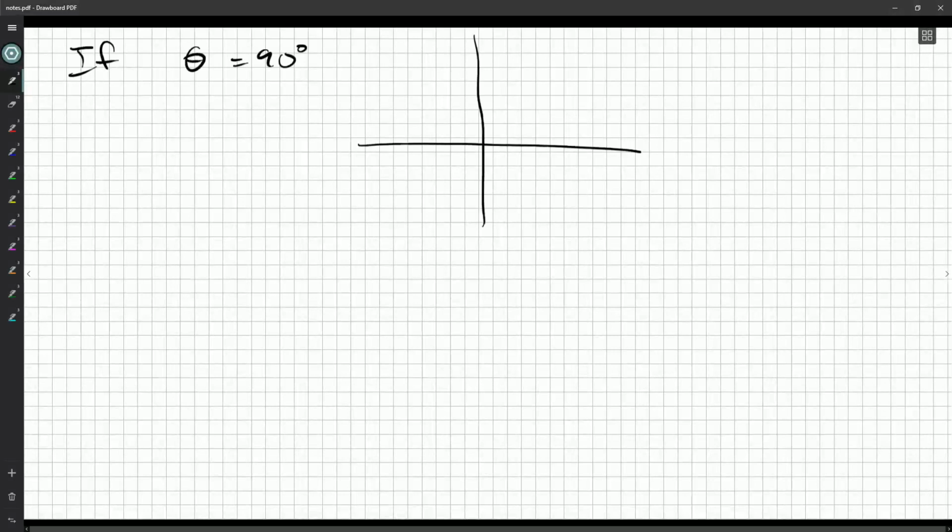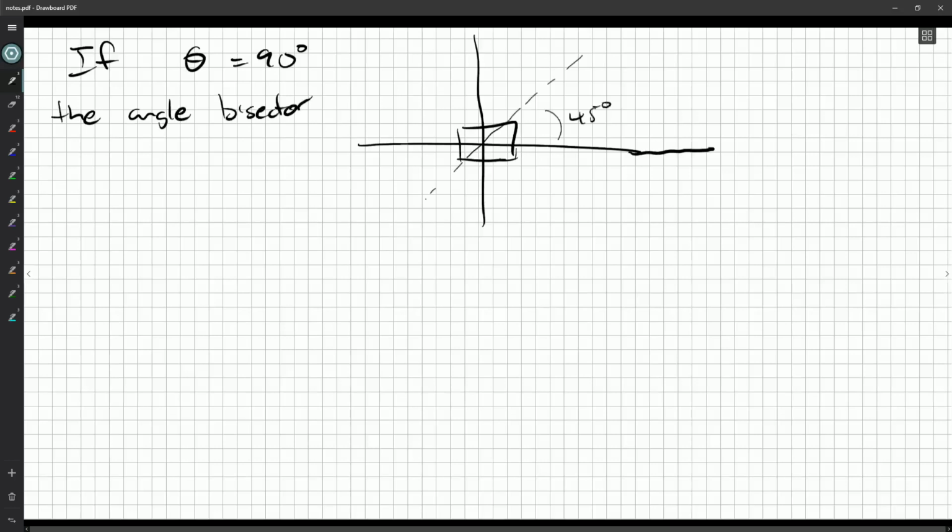Alright, well, let's just wet our whistle a little bit with the 90 degrees. So if theta is 90 degrees, and just because they didn't include a picture doesn't mean we can't include a picture, the angle bisector. I think it's probably going to be helpful to always draw one of the lines as though it's the x-axis. But the angle bisector here is going to be 45 degrees from both sides. So we'll say it's at 45 degrees to the lines.